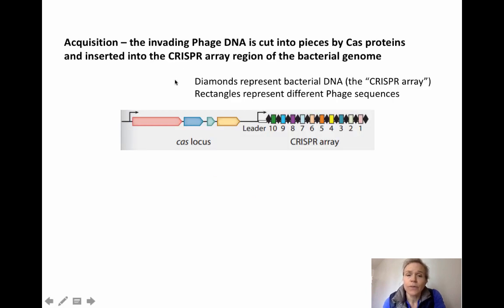So, as I said before, the invading phage DNA is cut into pieces by the Cas proteins, and it's inserted into the CRISPR array. So, in this case, the little diamonds are actually the bacterial DNA, so the host DNA, and then these little rectangle pieces are different pieces of phage DNA that have been incorporated into the bacterial genome.